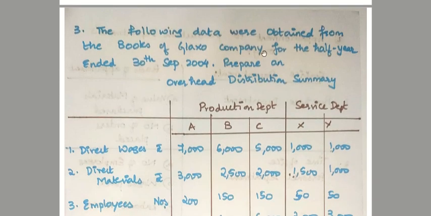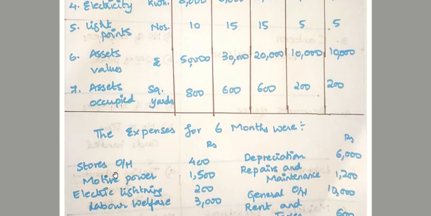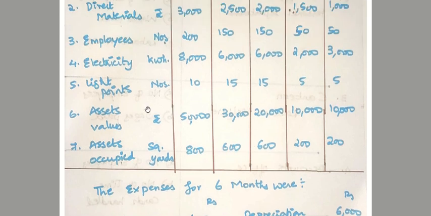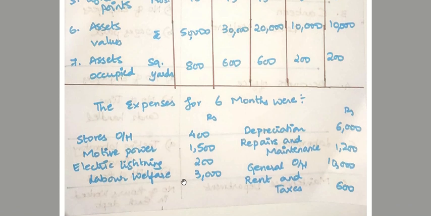The following data were obtained from the books of Glaxo Company for the half year ended 30th September 2004. Prepare an overhead distribution summary. So if you see, they have given direct wages, direct materials, and they are telling us the various overhead expenses which is given down here for the 6 months, and these are your basis on which you're going to apportion these expenses. So let us see our expenses.